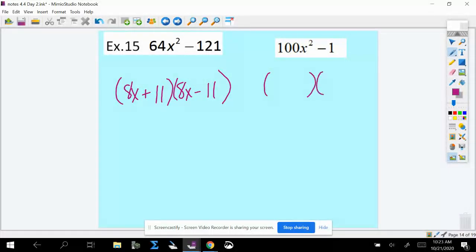And then for this one, the square root of 100 is 10, and then you'll have an x. And if you have 1, the square root of 1 is just itself. It is 1, so you get plus 1 minus 1.